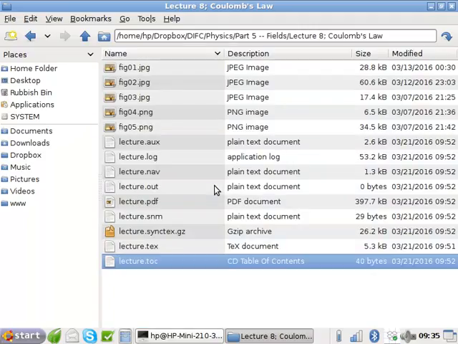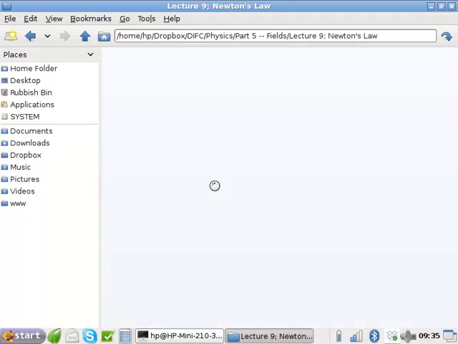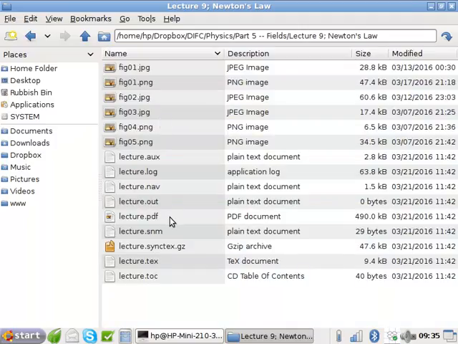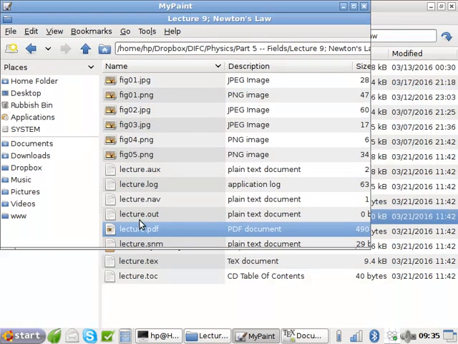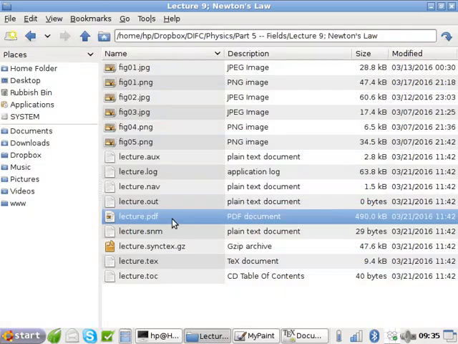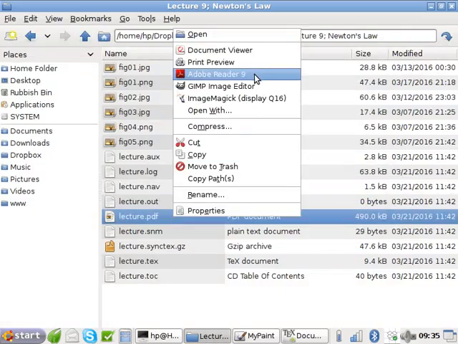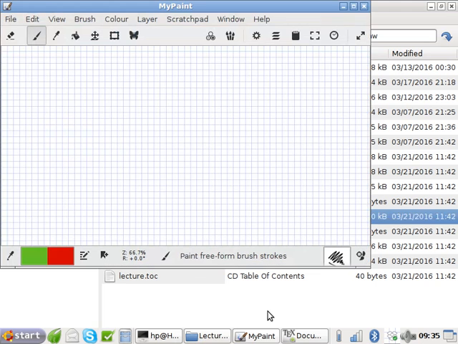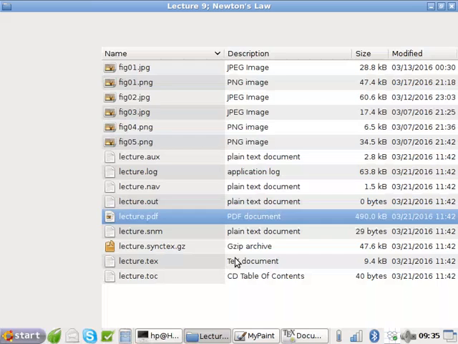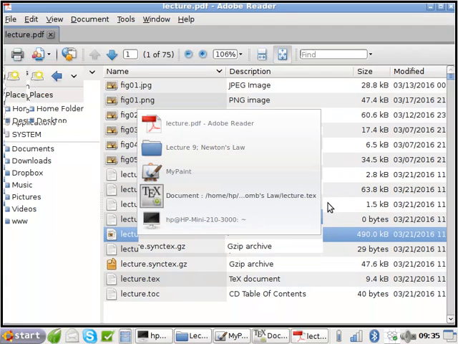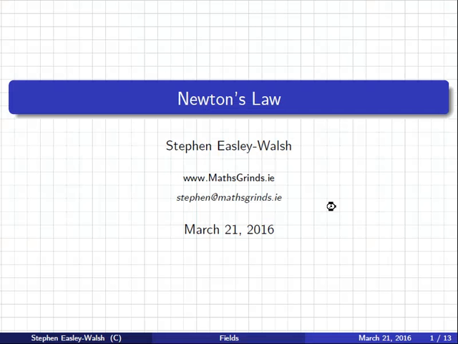Ready, Amanda? Yeah, I'm waiting. Oh, that is ready. Ready, Grace? Yes. Okay. So, we're having a look at Newton's law. Not like you've seen this before.